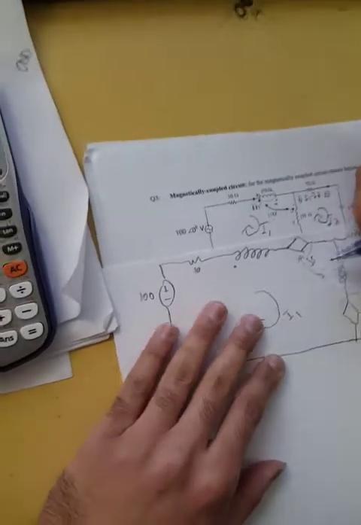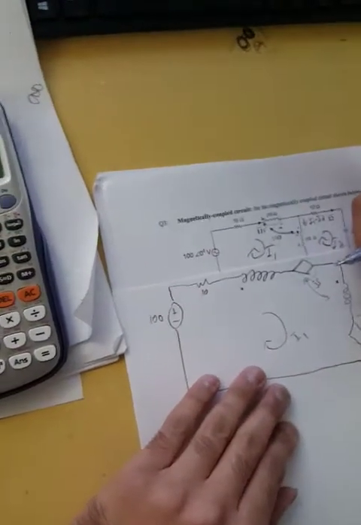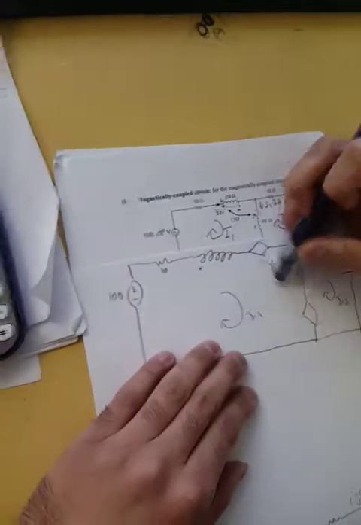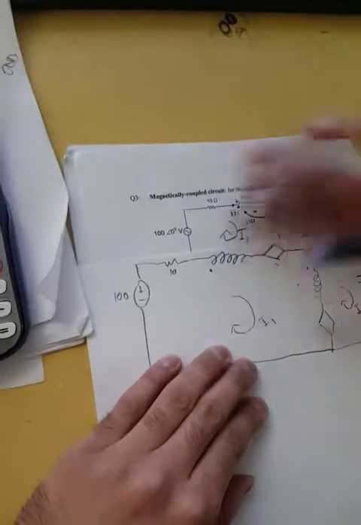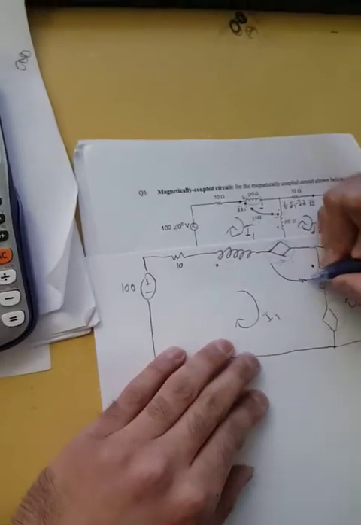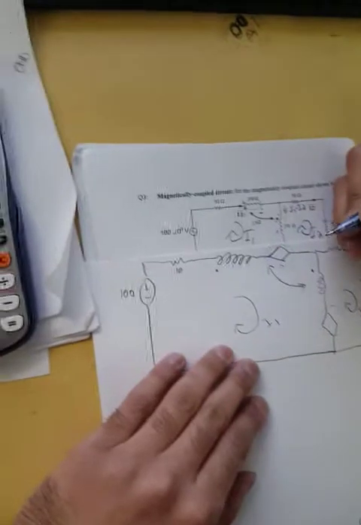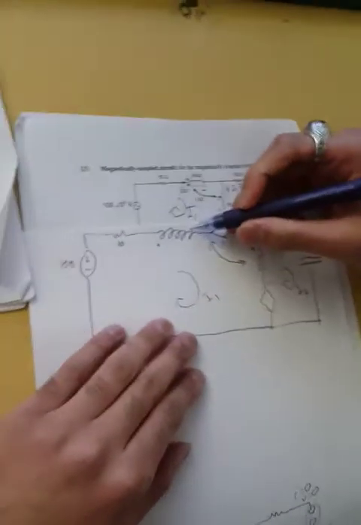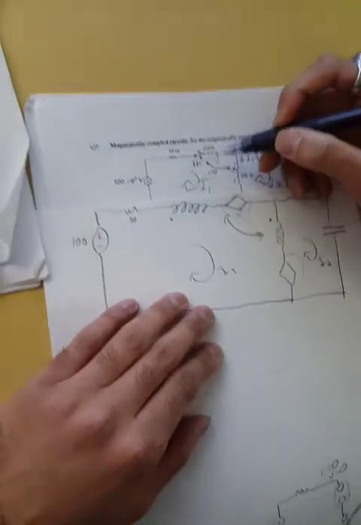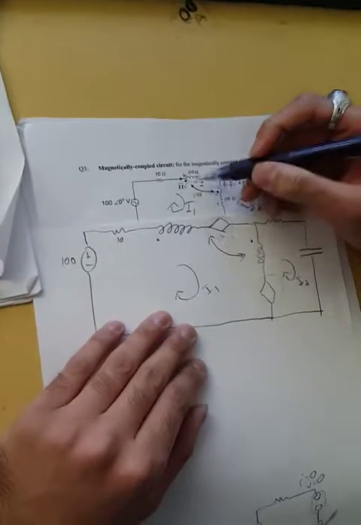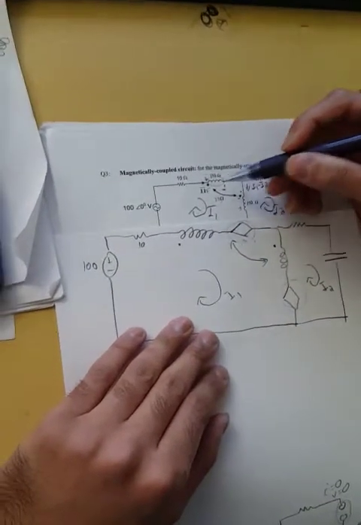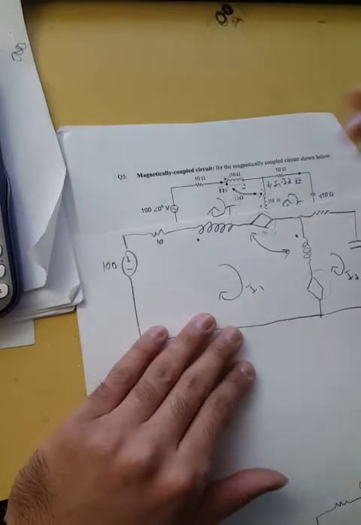So basically, the first step is you redraw the circuit with the dependent voltage source. What if there was a capacitor? What do you mean? It's always with inductors. No, what if there's a capacitor on the other side? It's never. You can never have a mutual inductance with a magnetically coupled capacitor.